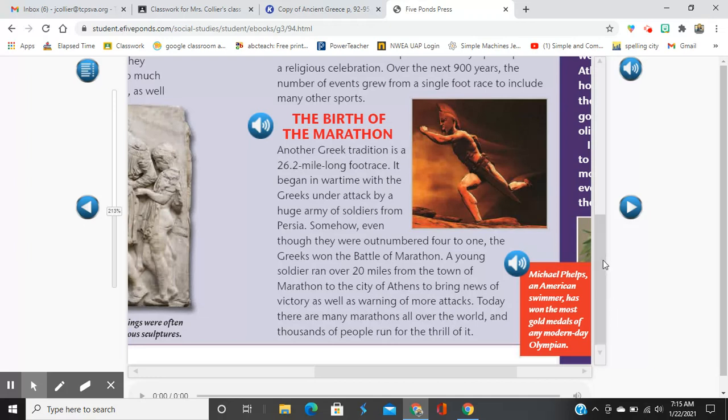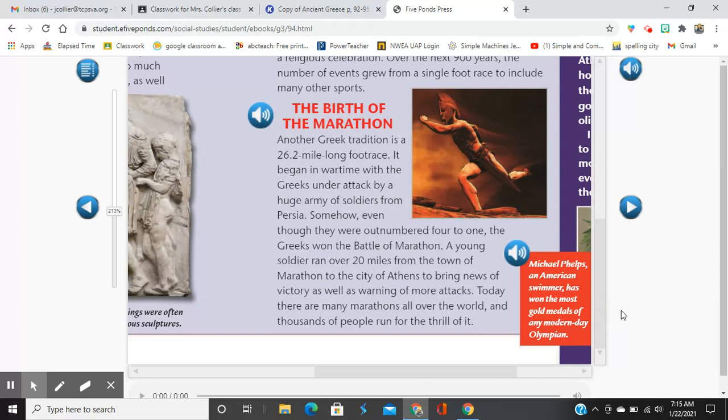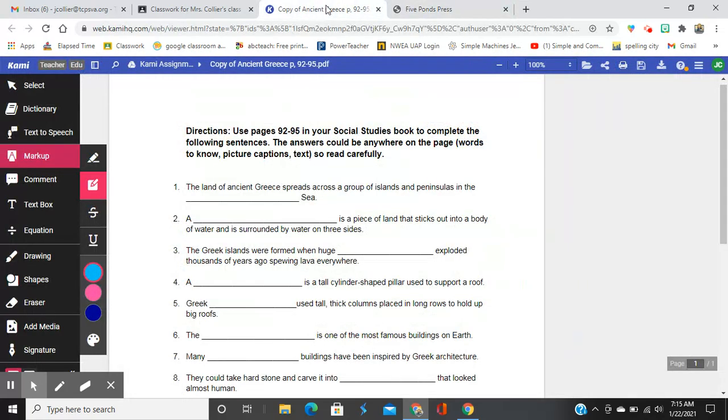So if you will look on all the parts of the pages, I've read all of them, but if you'll go back and look in your captions, your words to know, all of that, you will easily find the answers to the questions that you are assigned today. Thank you.